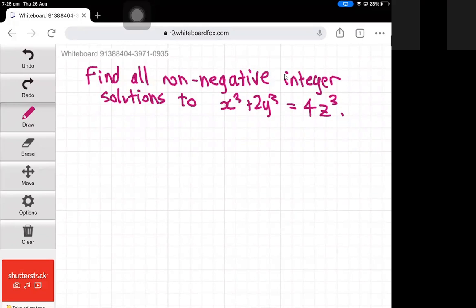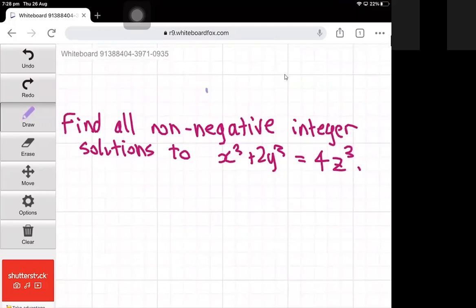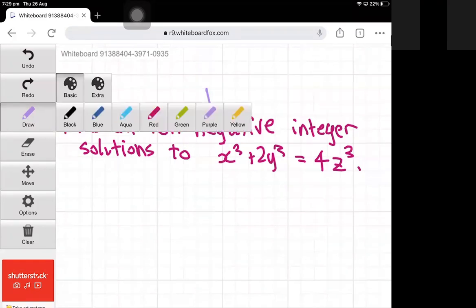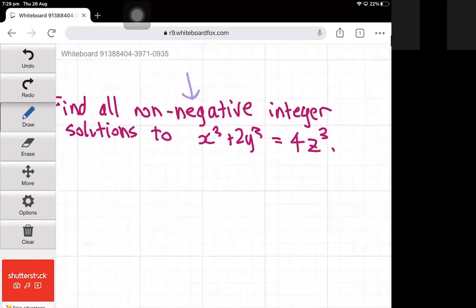Hello, today we'll be having a look at this equation involving integers x, y, and z and finding all non-negative integer solutions to the equation x cubed plus 2y cubed equals 4z cubed. This is quite interesting because there are three variables, all non-negative integers. You may think there are quite a lot of solutions because we can make x, y, z anything we like. But let's have a look at what the solutions will be.